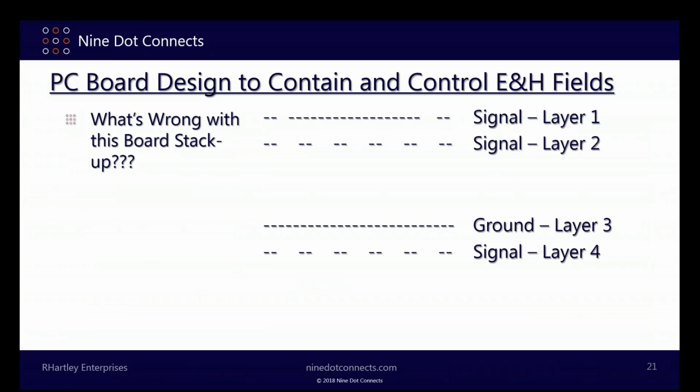So what's wrong with this board stack up? Well, basically, it's a 4-layer board with signals on layer 1 traveling in the X direction, in other words, across the screen. There are signals on layer 2 traveling into and out of the screen in the Y direction, and there's a ground on 3 and signals on 4. I think the signals on 4 are safe. They're not going to create a problem. But what's wrong with the signals on 1 and 2?